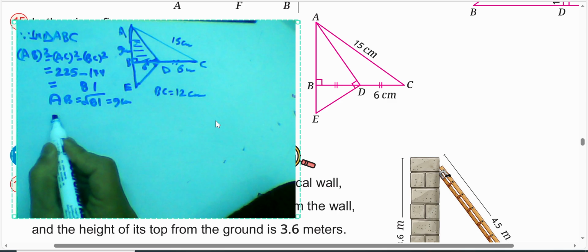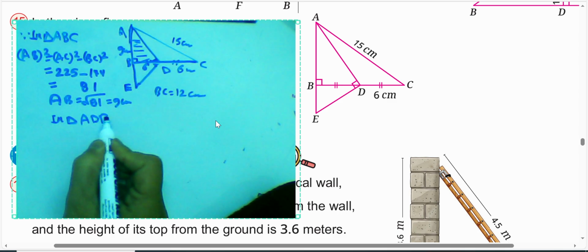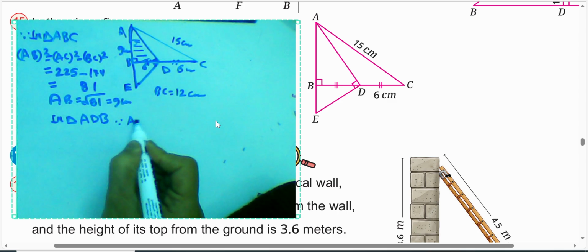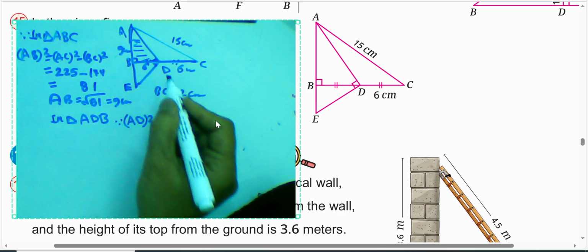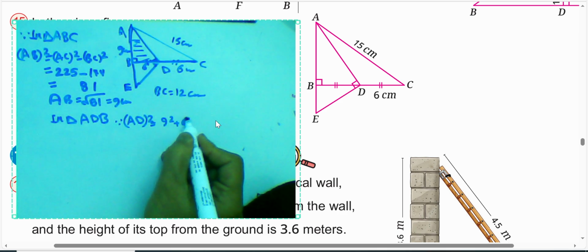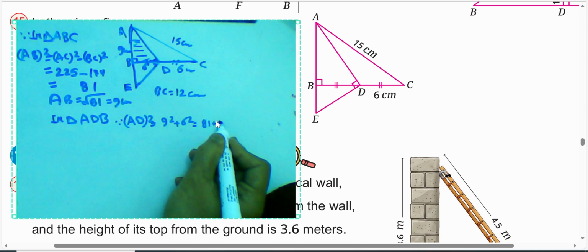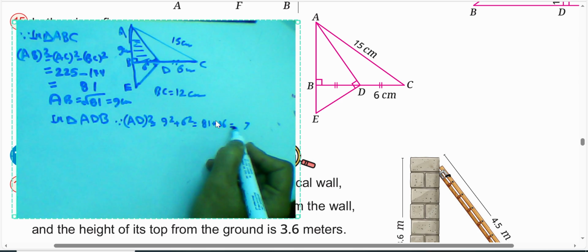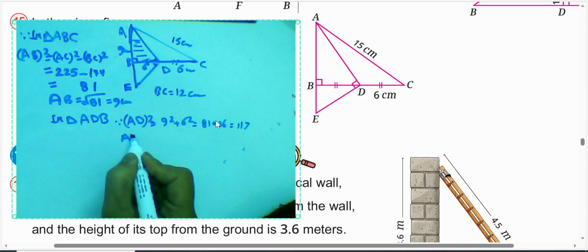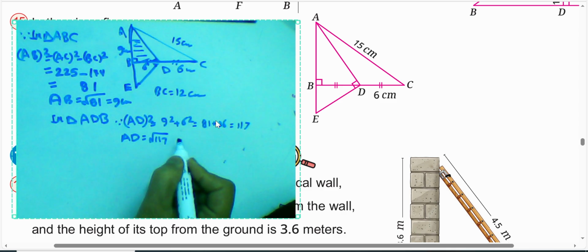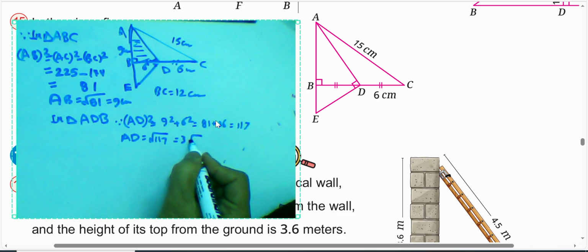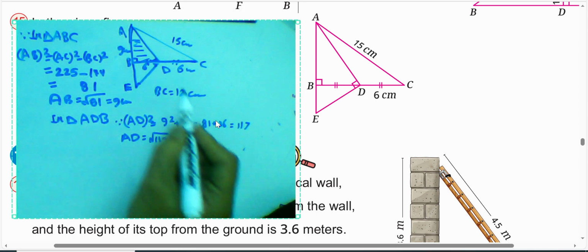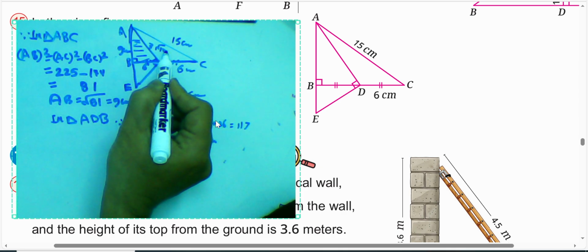AD in triangle ADB, such that AD power 2 equals EB power 2 plus BD power 2. 9 power 2 plus 6 power 2 equals 81 plus 36, which is 117. Then AD is the square root of 117. The result will be 3 root 13. Then the length of AD is 3 root 13.